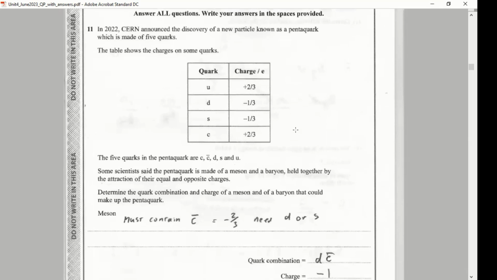Okay, so mesons are 1 quark and 1 antiquark. Now, the only antiquark we have to play with is the anti-charm quark. And the charmed quark has a charge of +2/3. So the anti-charm quark must be -2/3. Now, the charge on a meson must be either +1, -1, or 0. I've got a -2/3 already. So if I add on a D or an S, I'm going to have an overall charge of -1. So the answer is either a D with an anti-charm or an S with an anti-charm. There are 2 possible answers there, and the charge is -1.